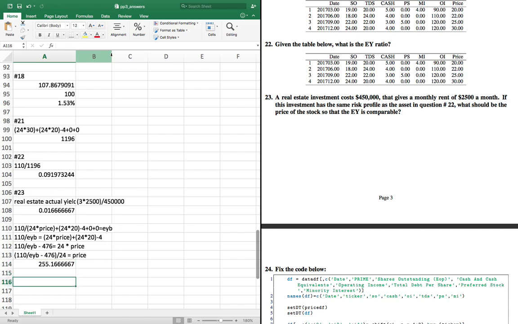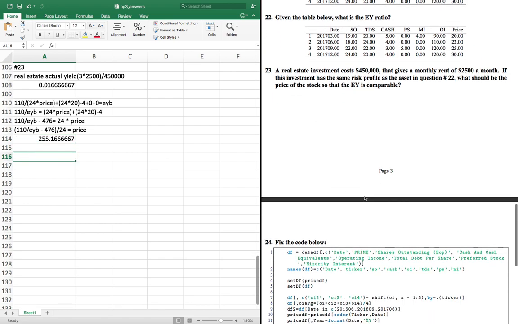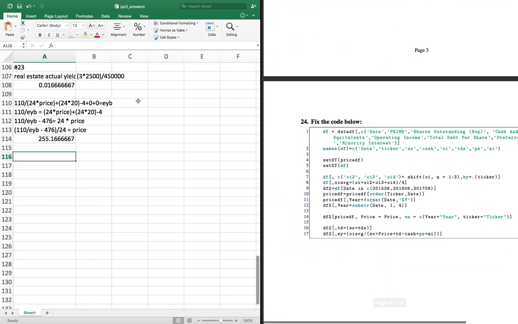Now, what's the price of the stock right now according to our table? It's 30 bucks. Should we buy it? The answer is yes, because we calculated that the fair price of the stock, because it has the same risk as this real estate deal, should be $255, right? But it's at $30. It's a steal, all right? So the answer is yes, buy it. Of course, buy it. So this is how earnings yield comes into play.